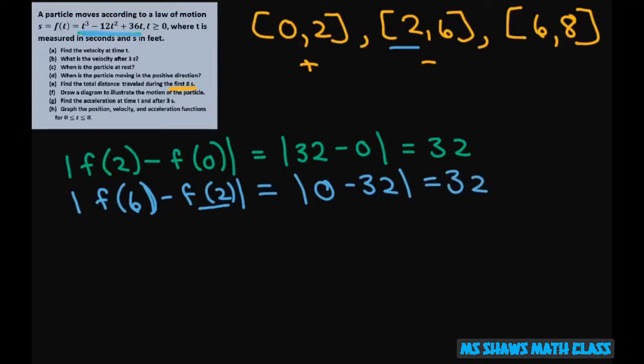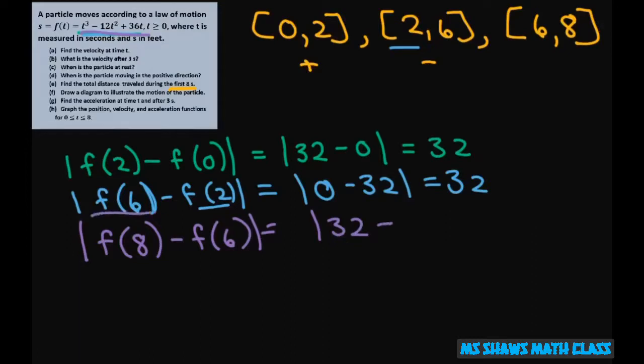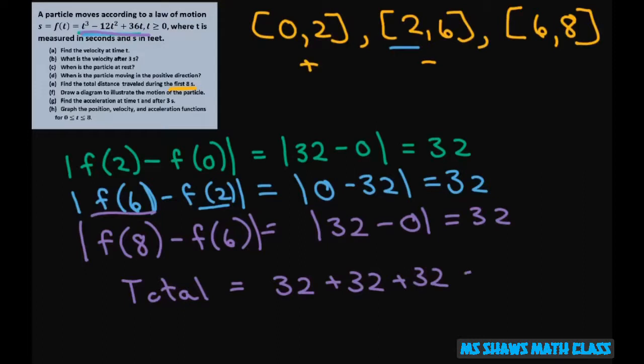Now we're going to do from 6, absolute value of from 8 to 6. So for 8, if you plug in 8 into this, you're going to get 32. We already know f of 6 is 0, so that equals 32. So the total distance equals 32 plus 32 plus 32, and that equals 96, and that's going to be in feet.